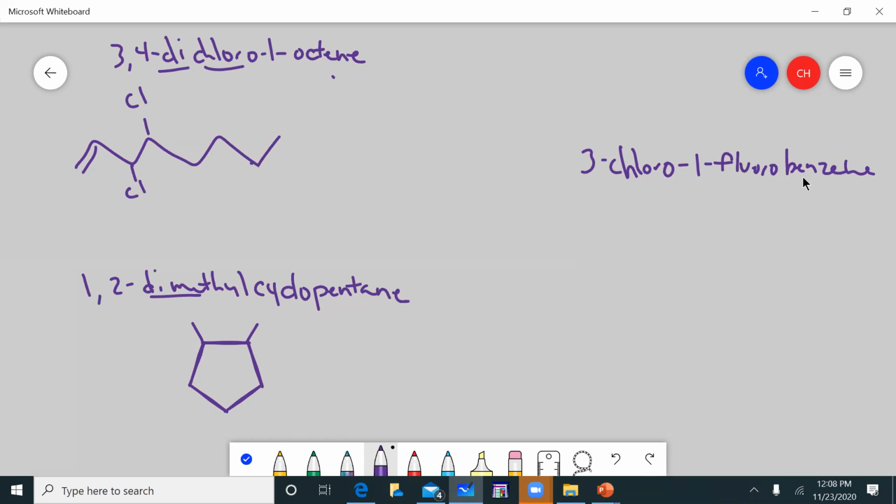This one, 3-chloro-1-fluorobenzene. So we have a benzene ring and then we have to fill it in with a circle. On one, we have fluorine. So fluorine. On a 3, so 1, 2, 3, we have chlorine, Cl. If you would put your Cl over here, that would be fine. If you put your F here and your Cl here, that would be fine. I could rotate it around and know what you were doing.